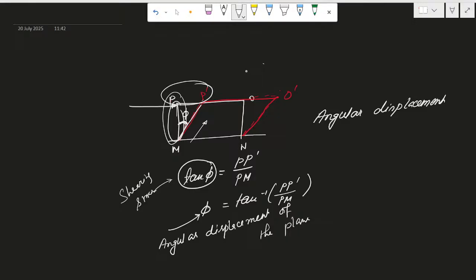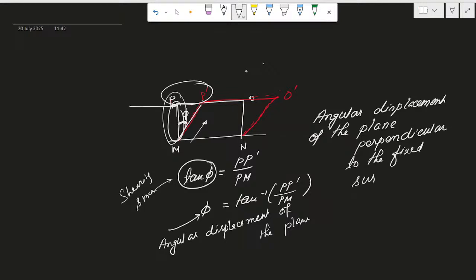of the plane perpendicular to the fixed surface.